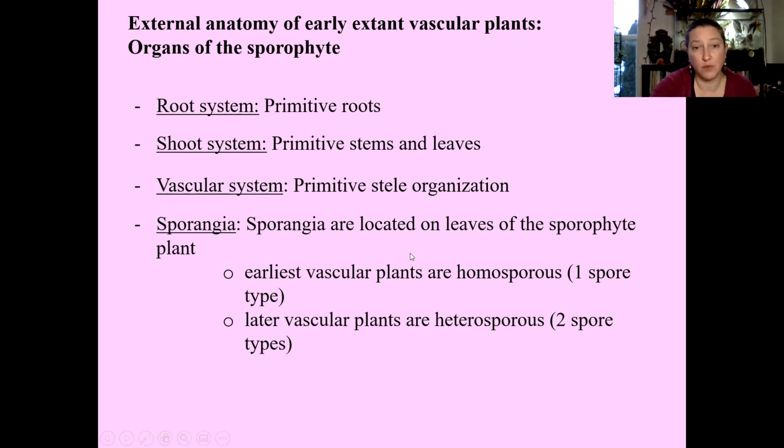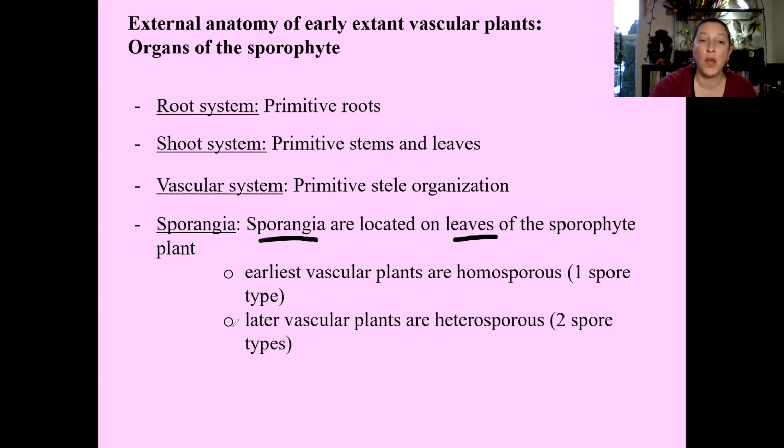And if you look at sporangia here, right? Sporangia are located on the leaves of the sporophyte plant. This is a difference than what we saw in the non-vascular plants, right? So you should make a note of this here. Where are the sporangia in these early extant vascular plants, lycopods and horsetails? The sporangia are located on leaves of the sporophyte plant.